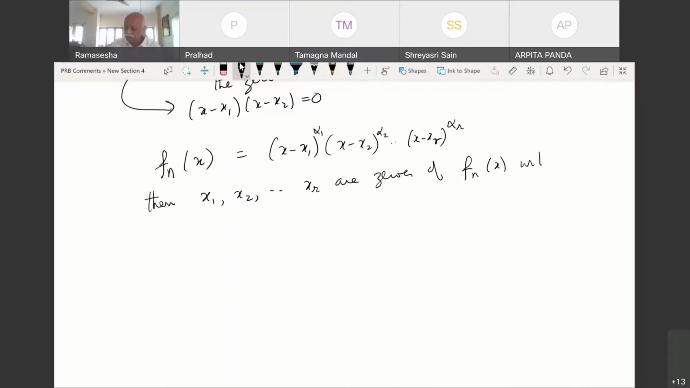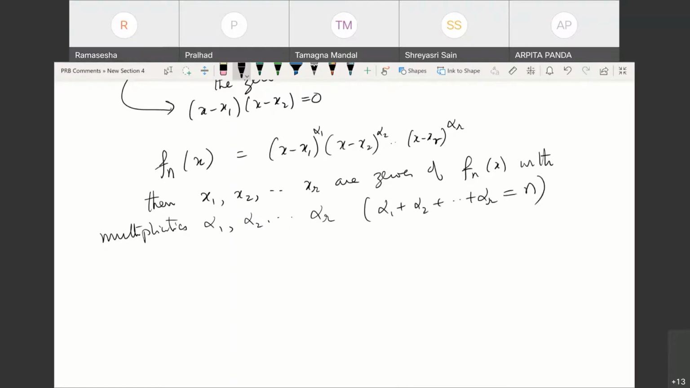Okay, zeros of a function. Zeros of a function of a variable x are the values of x for which the function goes to 0. Any questions? And we have alpha 1 plus alpha 2 plus alpha r. You have only zeros. Okay.